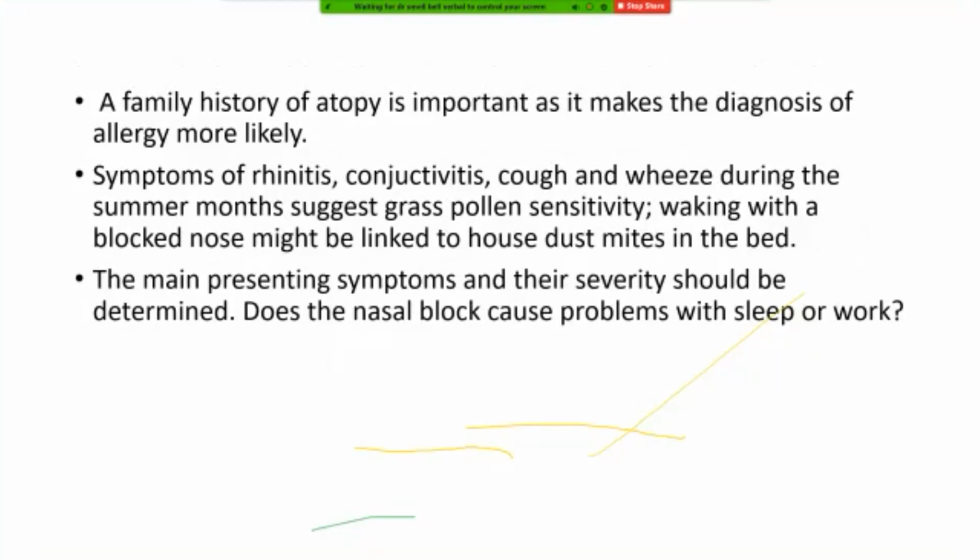Symptoms of rhinitis, conjunctivitis, cough, and wheeze during the summer months suggest grass pollen sensitivity. Waking with a blocked nose might be linked to house dust mites in the bed. The main presenting symptoms and their severity should be determined. Thus, does the nasal block cause problems with sleep or work? So as we have seen already, sleep or work disturbance is there. We have to think of it.